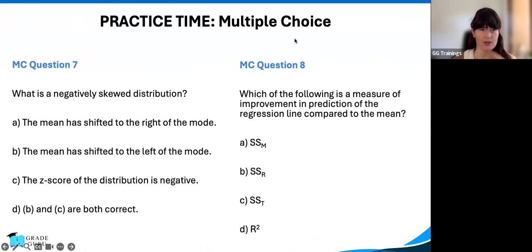All right. What is a negatively skewed distribution? Okay, I'm a bit concerned all of you said A, because that means there's maybe a flaw in the way that I presented this to you. But for a negatively skewed distribution, actually the mean has shifted to the left, because the left side of the distribution is the negative side. So it should be B, actually.